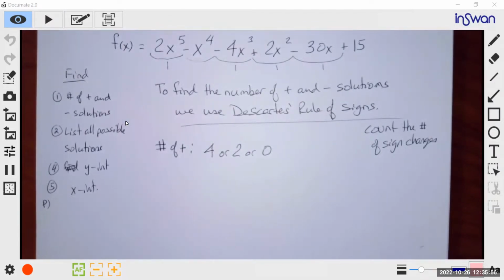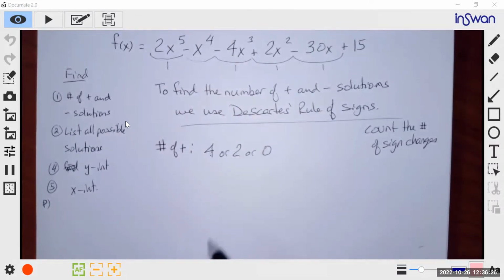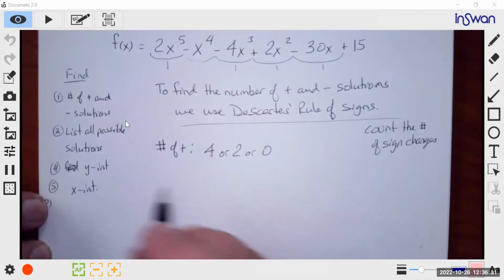Why is it 4, 2, or 0? That's the sign changes, right? Because if we have imaginary or radical answers, they always have to come in conjugate pairs. So that's why, in case there's no imaginary or radicals, or if there's one set, or if there are 2 sets, we always subtract by 2. Okay.